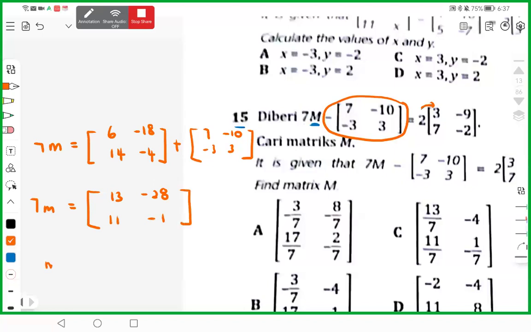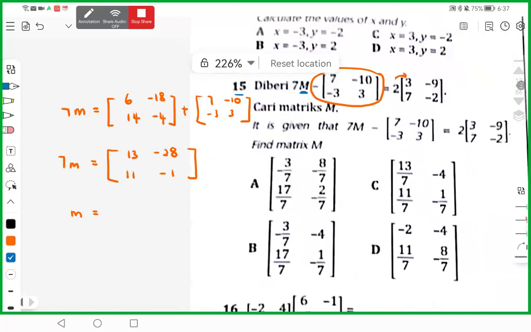Okay, so what is the value of m? So m here 7 times n. 7 times 7. So move to the back, it will become divide, right? Remember how we write divide? 1 over 7. Divide, it will become 1 over 7. So with this matrix, so what's the answer? A, B, C, or D? Answer out already.